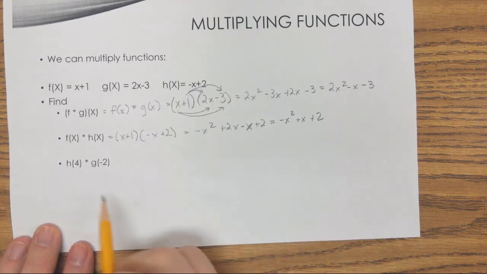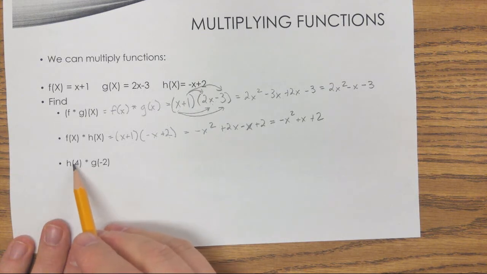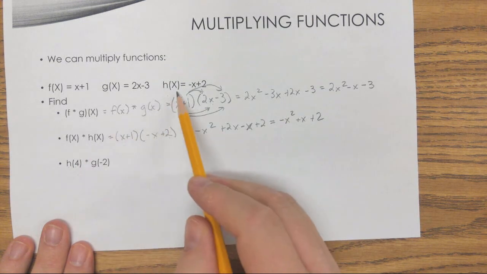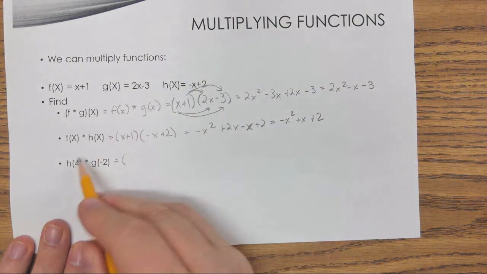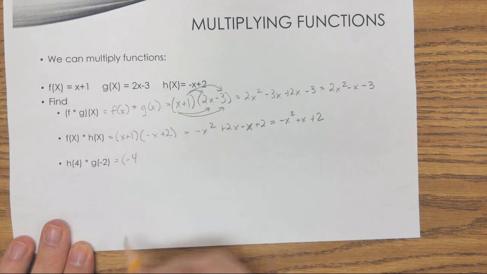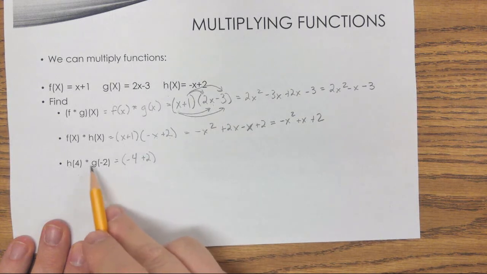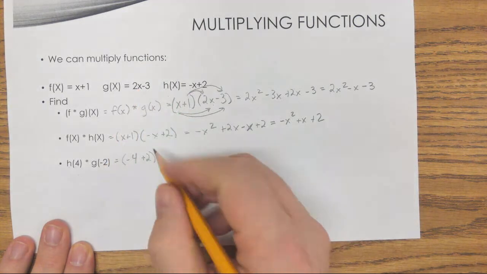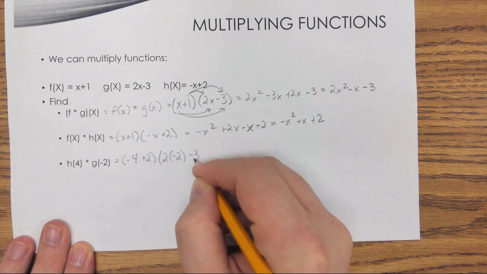Alright. Now you might be looking at this one here and you might be saying, what in the world is going on, Ms. Woodhouse? What's this 4 mean inside of here? All this 4 means inside of here is if you go up here to h of x, you're going to take that 4 and you're going to plug it in for the x. So now we've got negative x with the 4, so negative 4 plus 2. And then we're multiplying that by g of negative 2. So I'm taking the negative 2 and plugging it in for the x here. We got 2 times negative 2 minus 3.